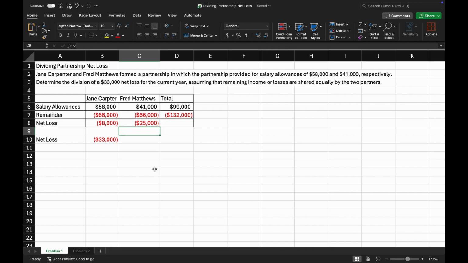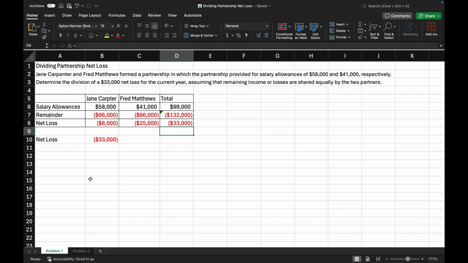Now, to ensure that we did all of our math right, we must add the two net losses together to see if they equal a loss of $33,000. So, negative $8,000 plus a loss of $25,000 comes out to a loss of $33,000, which matches the net loss in the problem. And there you go. You now know how to divide a net loss in a partnership agreement.